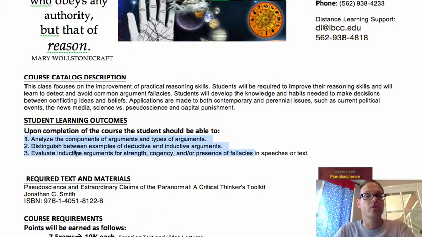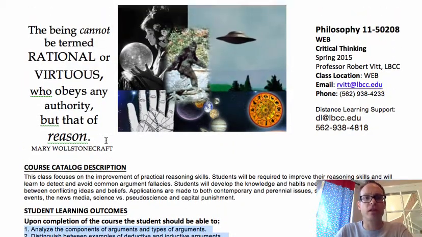These are the student learning outcomes of the course. By the end of this course, you're going to be able to analyze the components of arguments and talk a bit about the different types of arguments that we have. You can distinguish between examples of deductive and inductive arguments, and you'll also be able to evaluate inductive arguments for strength, cogency, and the presence of fallacies in speech or text. That's a lot of Greek. And it probably doesn't make a lot of sense to you. So let me give you just a little overview of the course.